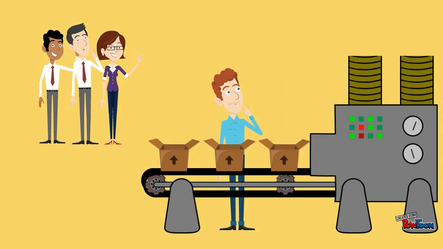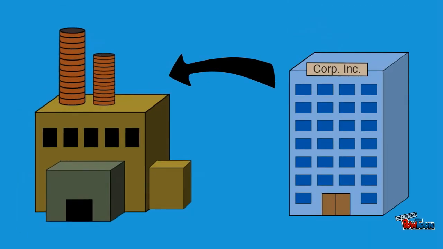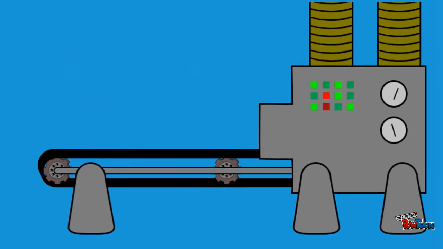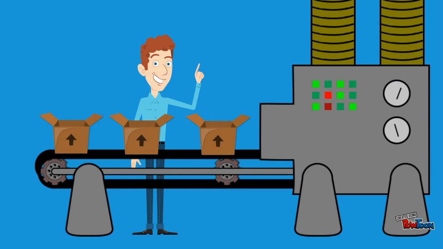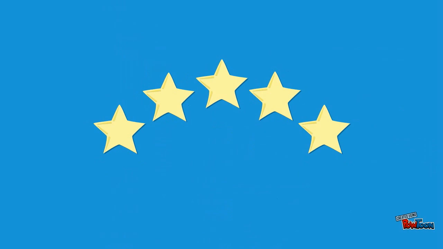Oftentimes, companies choose to outsource the manufacturing of the components of their products. This approach can allow a company to take advantage of the expertise and manufacturing efficiencies of already established facilities, leading to lowered costs while retaining high-quality standards.